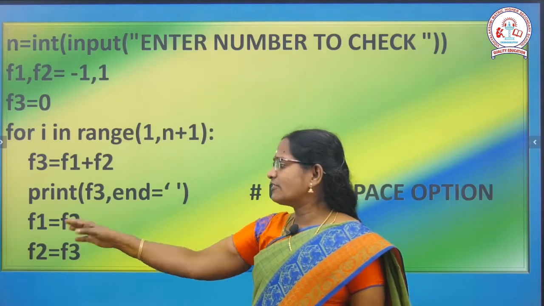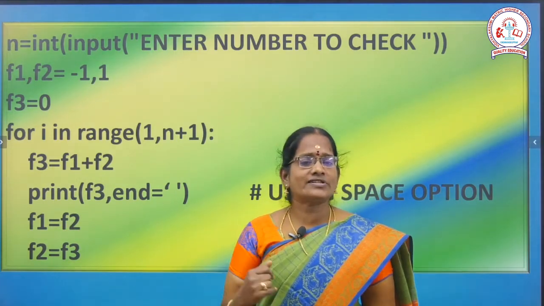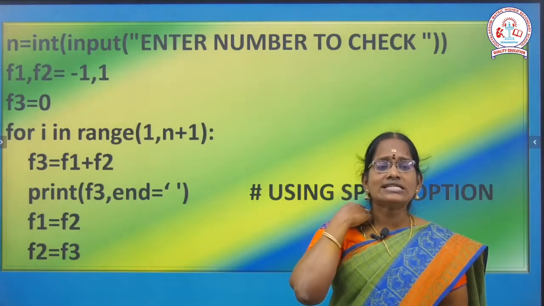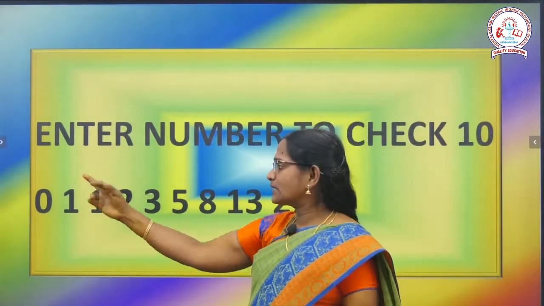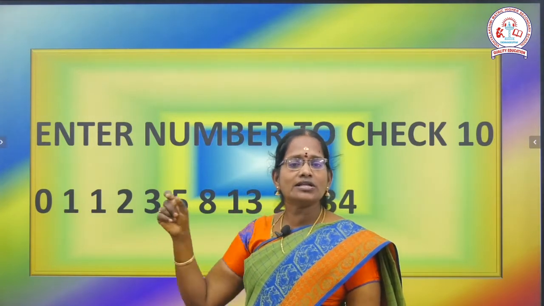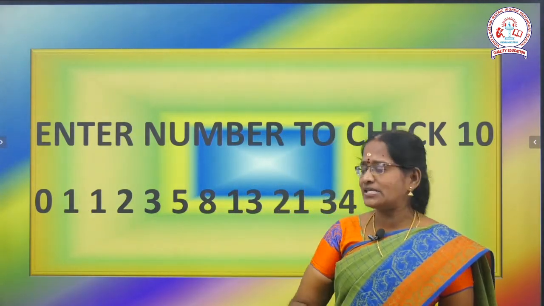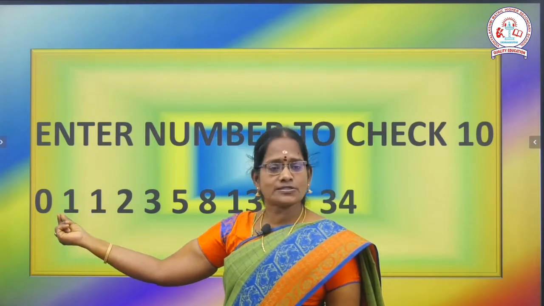Next, F1 is equal to F2, F2 is equal to F3, and the series will be printed as it is. Okay, this is the method. In this method we calculate and print. This program helps you to print the information. In the previous program, there was a 4-character space between the 1 and the 2. In this program the space is reduced.